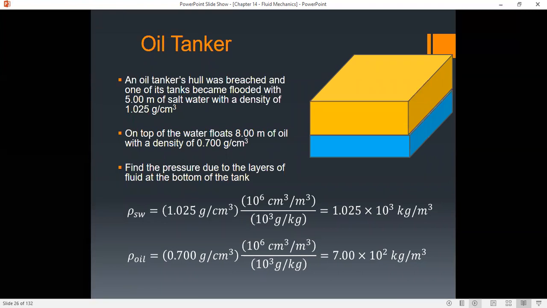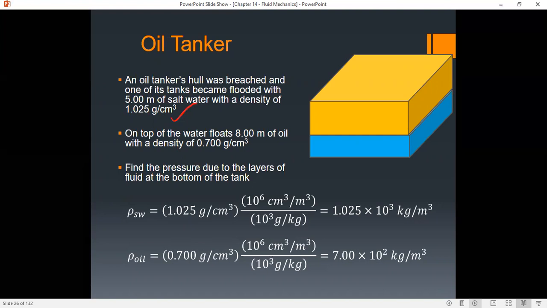An oil tanker's hull was breached. One of its tanks became flooded with salt water. The salt water has a density of 1.025 grams per cubic centimeter. On top of the water floats 8 meters of oil, with a density of 0.7 grams per cubic centimeter. Find the pressure due to the layers of fluid.